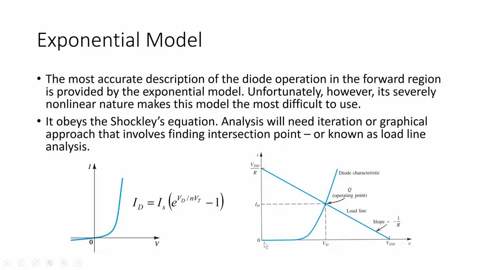Alright, so this was what I meant. So in the question, if it requires the exponential model, you'll be given the diode characteristics, and from the circuit you'll need to decide the circuit behavior, the load line, and where it intersects is the operating point. Now where it intersects is what VD and ID are going to be.